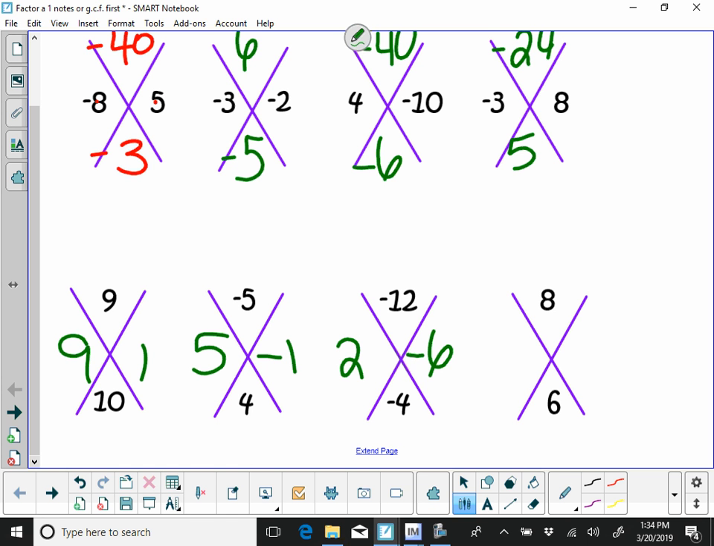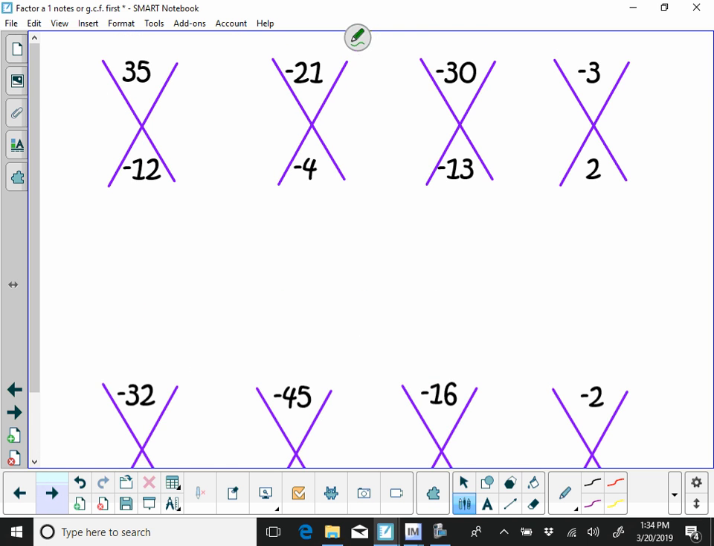All right, what about 8 and 6? Multiply to give me 8, add to give me 6: 2 and 4. Now, do you understand our process here? Multiply to get the top, add to get the bottom. Let's see how good you are.